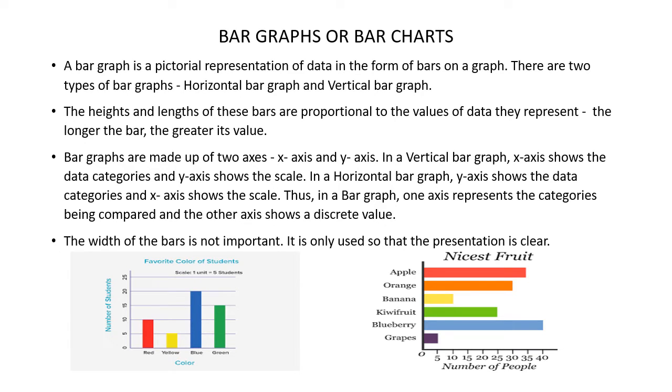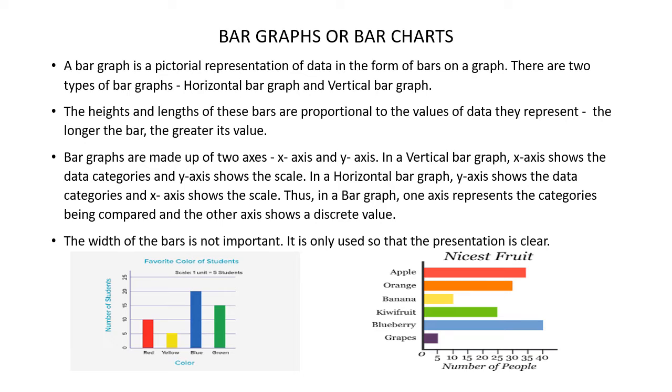Now let's understand vertical bar graph and horizontal bar graph in detail. Look at this vertical bar graph. This bar graph is regarding the favorite color of students. So the different colors are plotted along the x-axis and the number of students who like those colors are plotted along the y-axis.